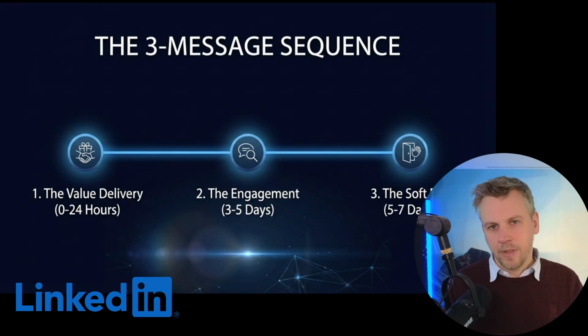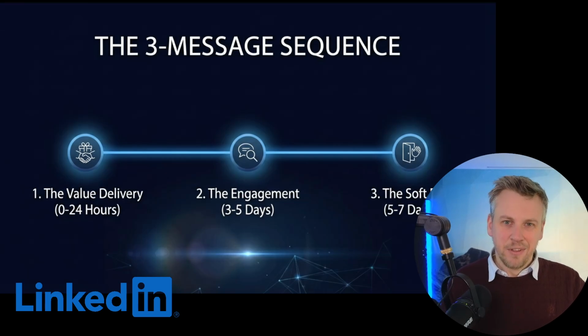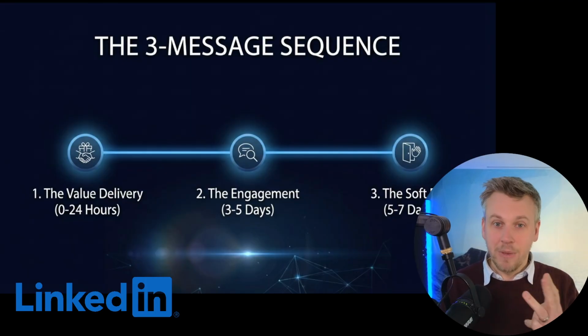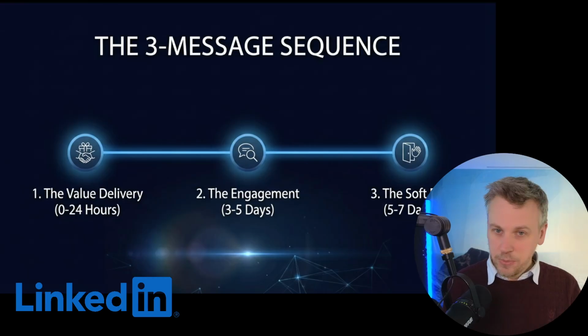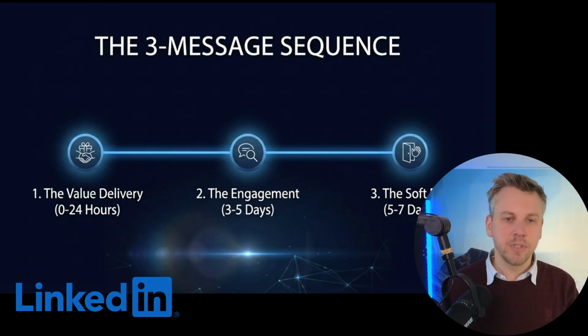Section 2, the 3-message sequence. So let me give you the exact sequence that consistently delivers 40 to 50% response rates. 3 simple messages, very specific timing, and a very specific structure to the messages. And this is not theory. This is what we're noticing is actually working and generating results for us in 2026.